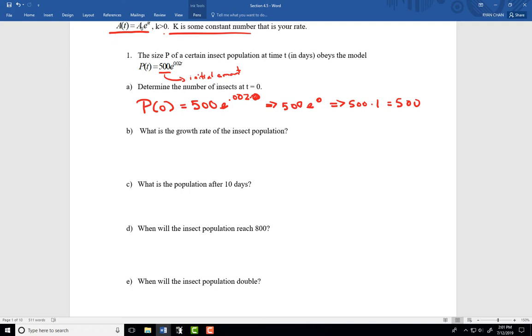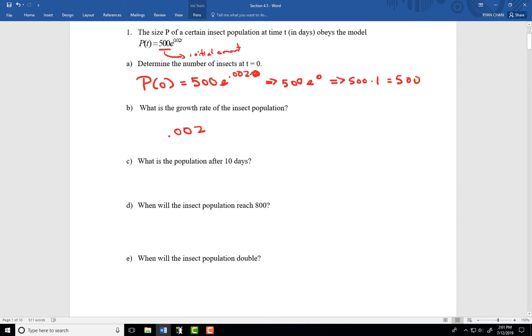Let's also talk about this right here. What is the growth rate of the insect population? It's going to be 0.002. So it's always the number next to t. K is also what's called your rate.